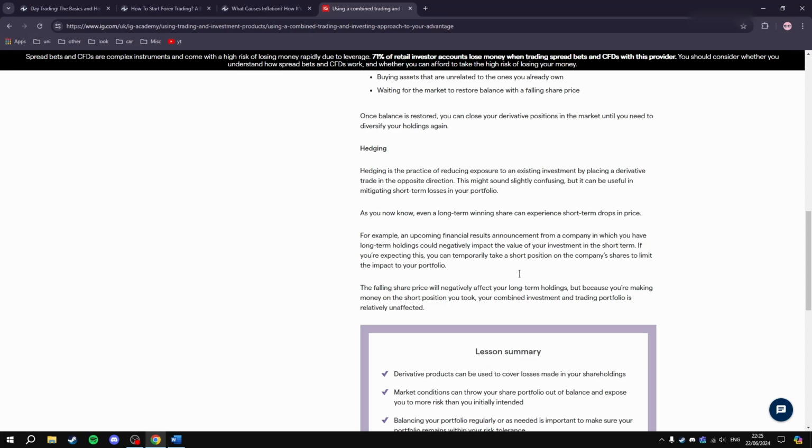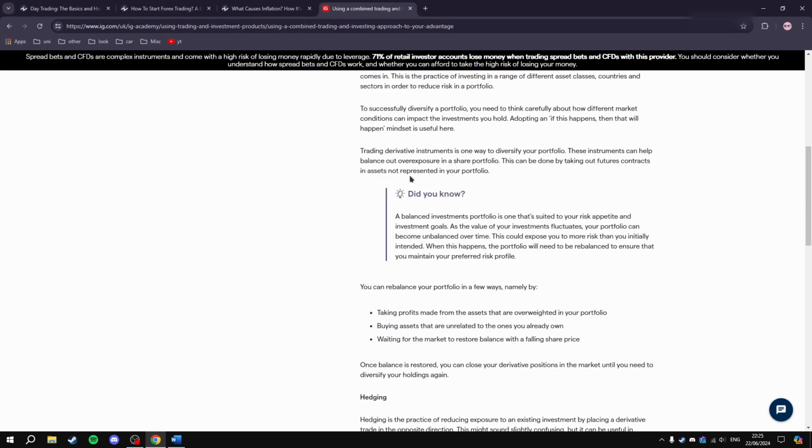Once balance is restored, you can close your derivative positions in the market until you need to diversify your holdings again. Oh, so this is like if one asset goes up, then the other asset might go down, or if one asset goes down, then the other asset might go up. So to prevent you losing out too much on the asset that's going down, you buy the asset that's going up. So if one does happen, the other one always balances it out, I guess, so that you won't make too much of a loss on it.